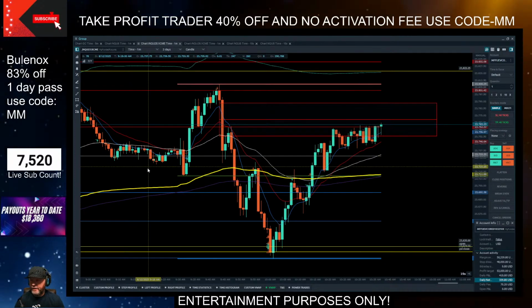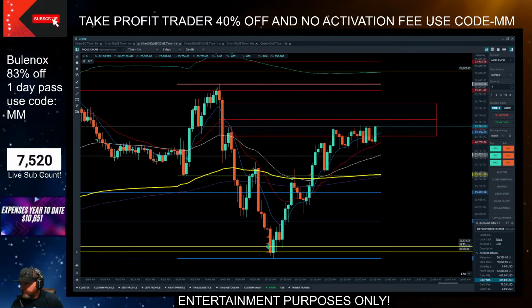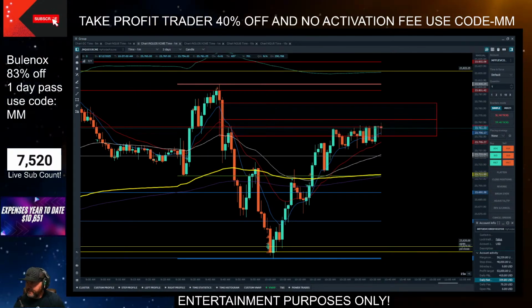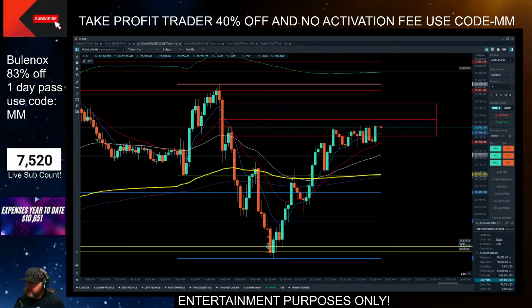Oh man, I thought I missed the inside bar on the 5 minute. I was like, wait a second. But no, there's no inside bar yet.